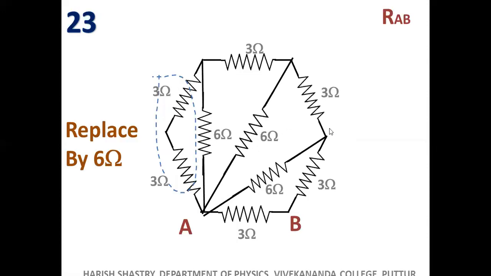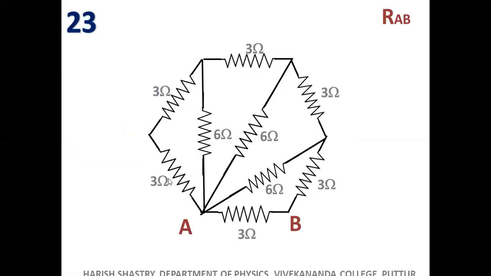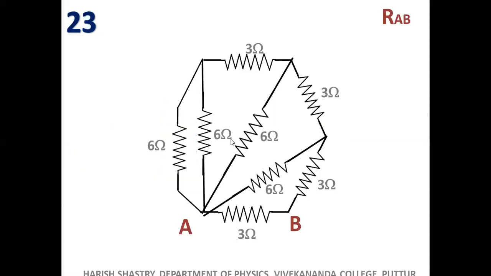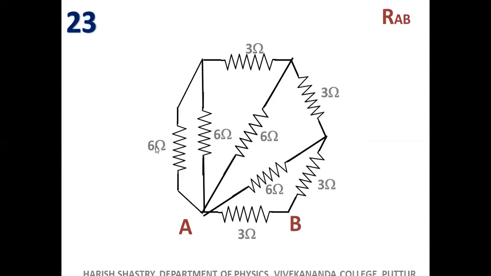Why can't I do that? So replace these two resistors by a single 6 ohm resistor from A to this point. So that is replaced now. Did you get that? This 3 ohm series is replaced by a single 6 ohm. Now what else? When I replace that 6 ohm, that 6 ohm is in parallel with this 6 ohm, correct? 6 and 6 are parallel.